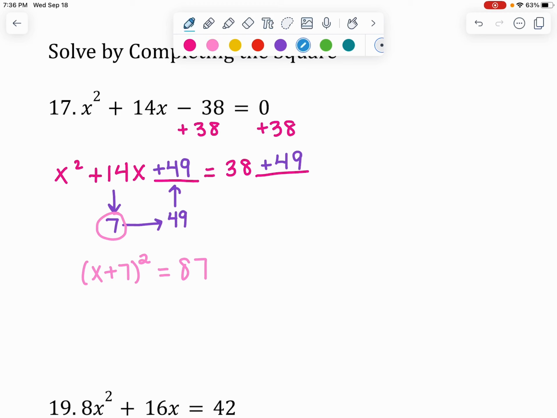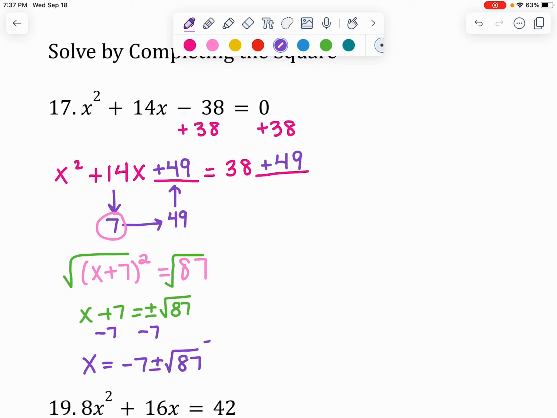Once you get to this step, you're officially done completing the square, and now it's time to solve using the square roots method. So I'm going to take the square root of both sides here. I get x plus 7 equals plus or minus the square root of 87. Then I'm going to subtract 7 over to isolate x. And I get x equals negative 7 plus or minus the square root of 87. And there's our final answer.